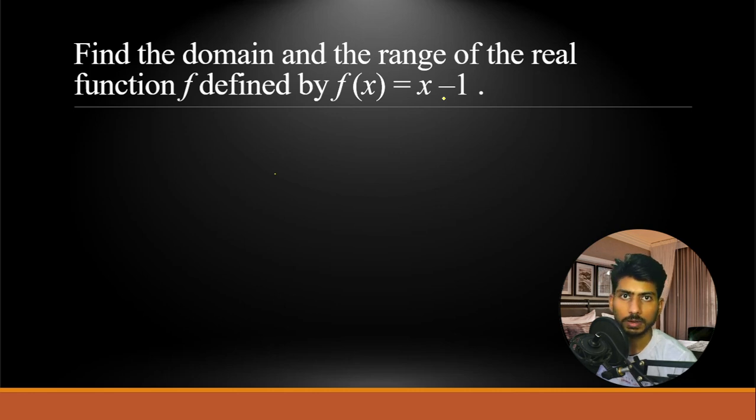A function is basically a machine which has input and output. So what are the inputs and what is the domain? Domain is basically those values for which the function exists. The value of the function is definable. And what is the range? Basically, the range is the output of the function.